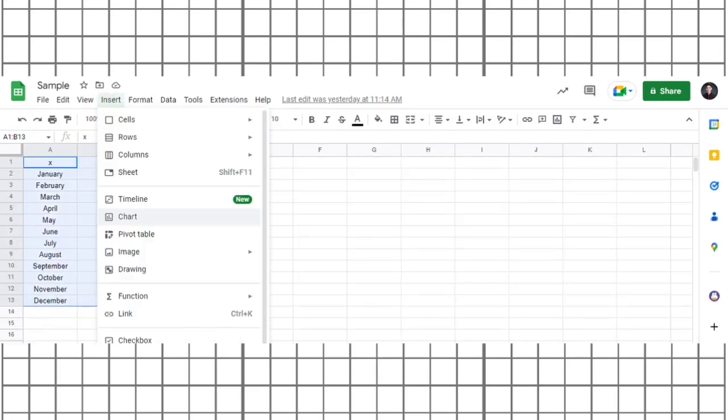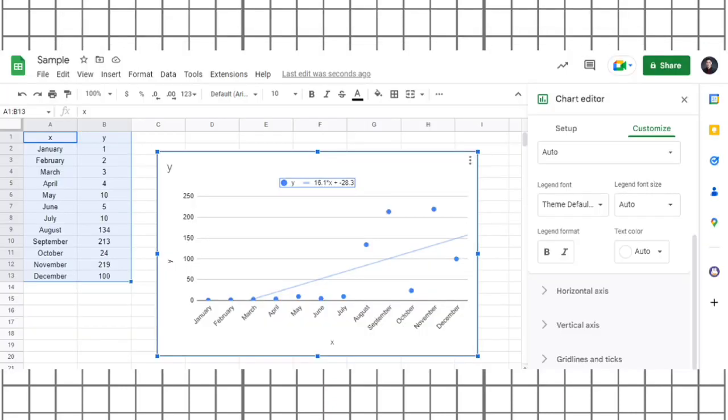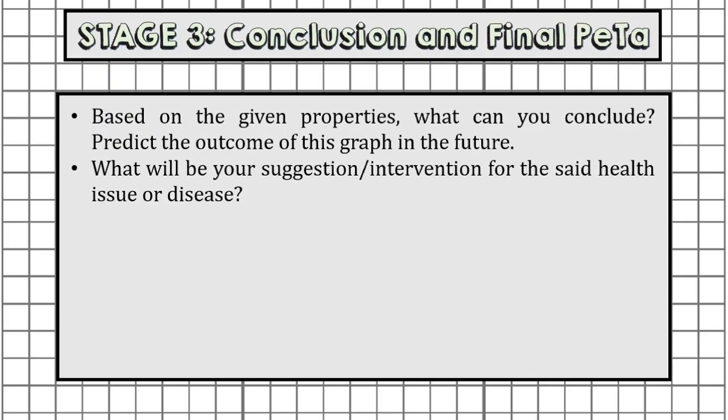Now for stage 3, this is where you will summarize the entire thing, and this is the most important part also. You're going to make use of the properties in order to make a conclusion. Yes, there's a trend line and all that, but you will make a conclusion based on what the graph is trying to say in relation to the future. That's the purpose of Project Banyuhay in the first place. Then based on your research also, what should be your suggestion or intervention for the said health issue or disease? That's where you will tie it in better to the other parts of your Project Banyuhay brochure.